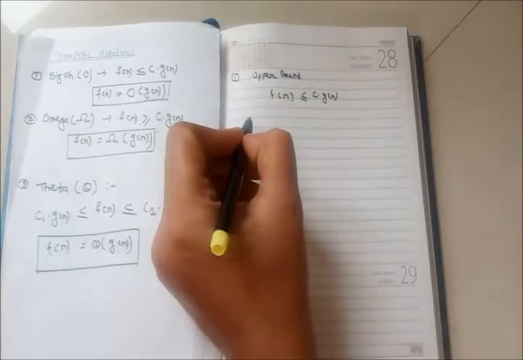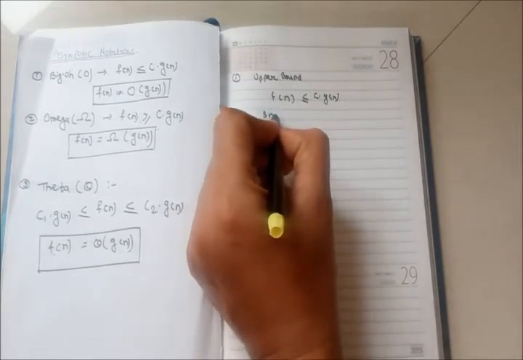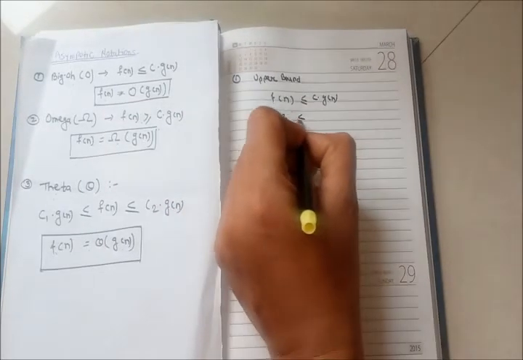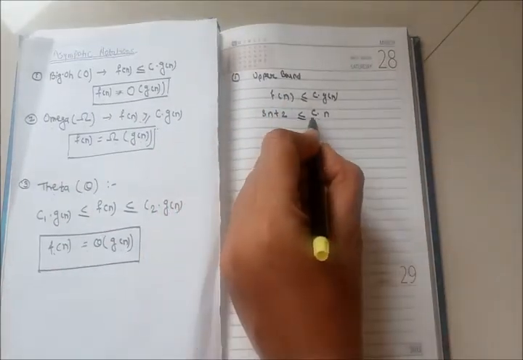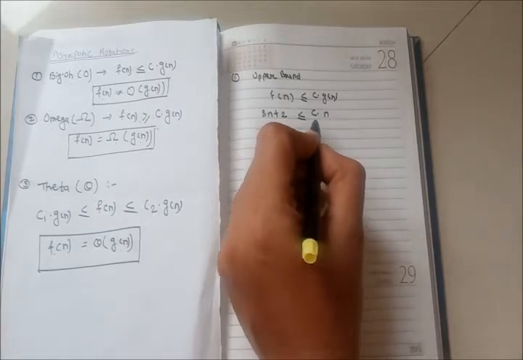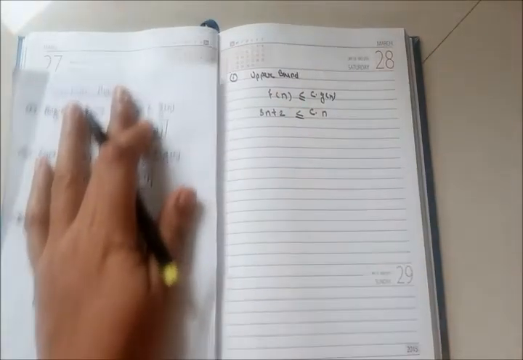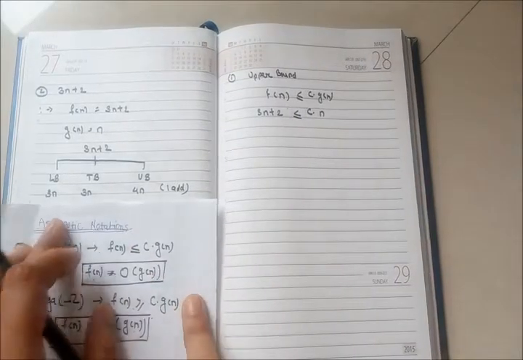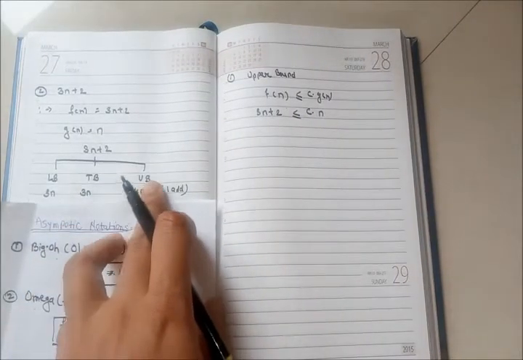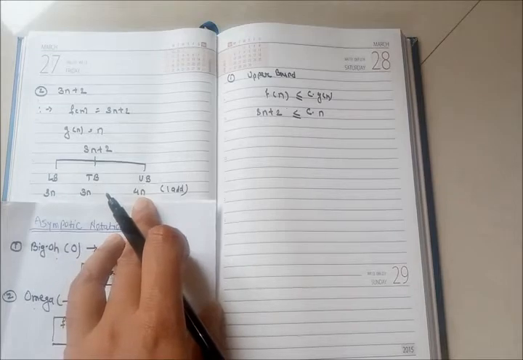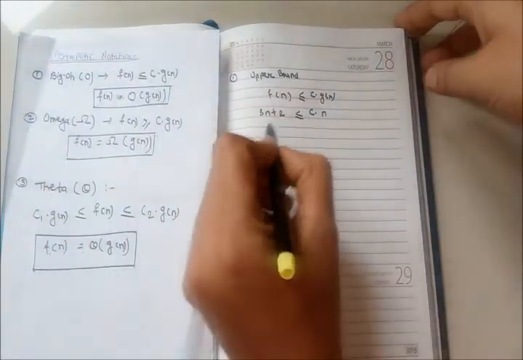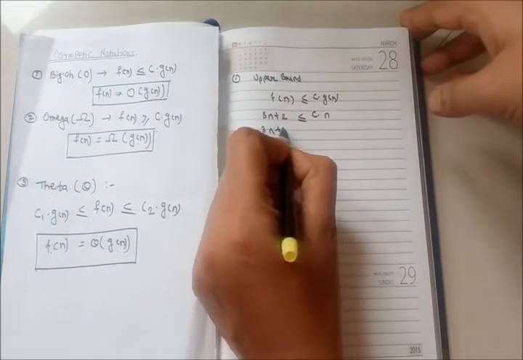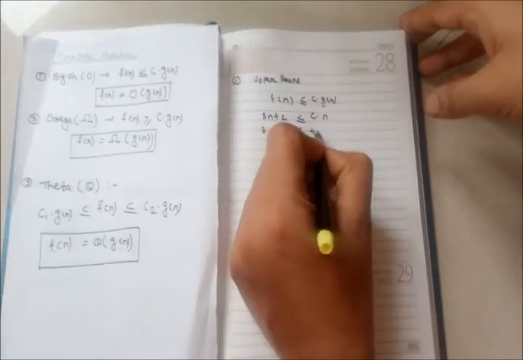Fine. So what is the value of f of n? The f of n value is the given equation, 3n plus 2, is less than or equal to c into g of n, which is n. Till now you do not know the value of c, but you can calculate it by observing the term given to us for the upper bound. It is 4n. So the value of c is 4. So 3n plus 2 is less than or equal to 4n.